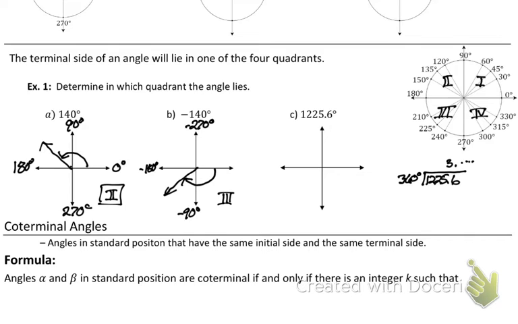I really just care about the 3 point something, right? The 3 times is what I care about because let's go ahead and do the drawing. The drawing now is I go around once, twice, 3 times, and now it goes a little bit more, 0.4. But the easy way to do that is just take that 1225.6 and subtract either 360 3 times or subtract 3 times 360. What does that come up to?